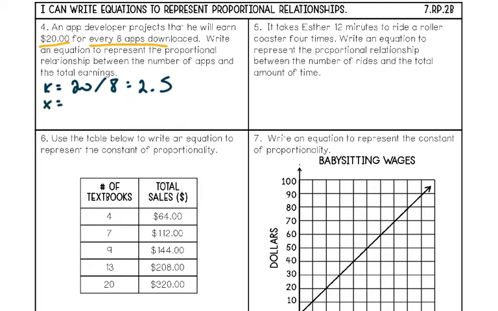We also want to know what our x is. So what are we putting in and what are we getting out? We're putting in the number of apps. So the number of apps is our x. You also know that k equals y divided by x, and it's written 20 divided by 8 apps. So apps is our x. It's always important to label what each variable means in the equation.